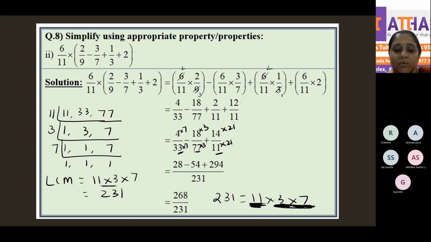So now the common denominator is 231. Everywhere you'll get 231, 231, 231. So the common denominator is 231. 4 7 are 28. 18 3s are 54. 14 into 21, 294. And then yes, you know how to simplify. It's 268 by 231.